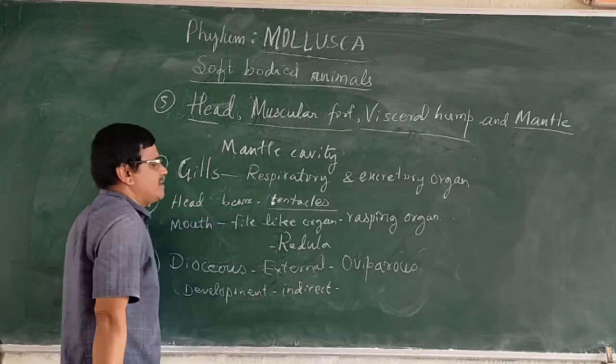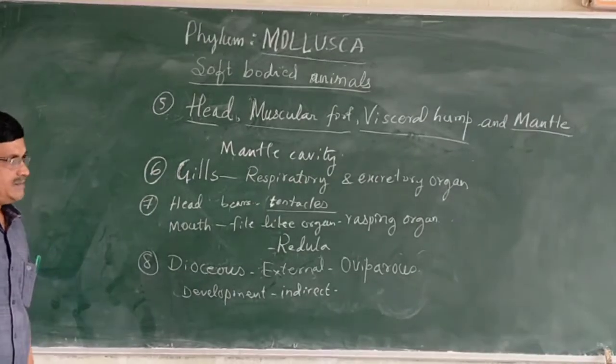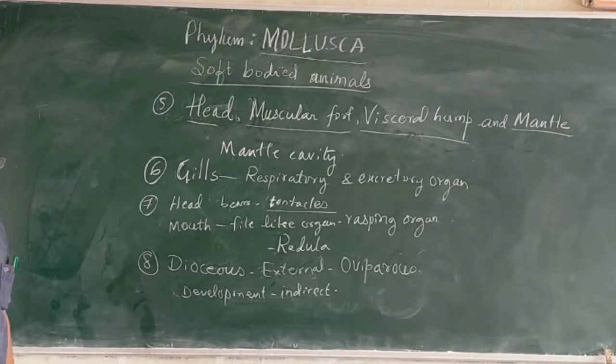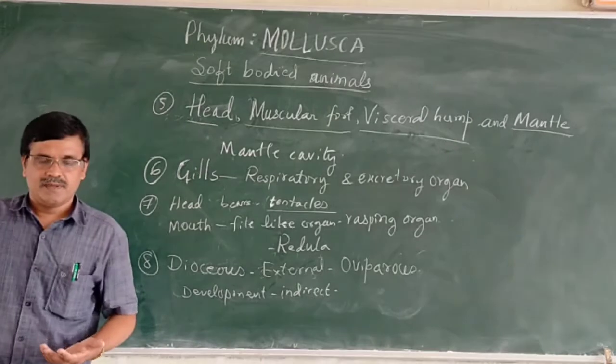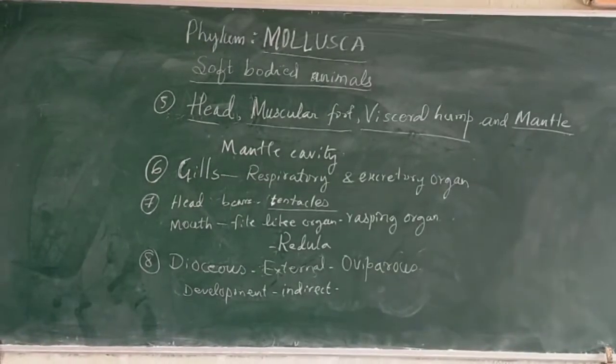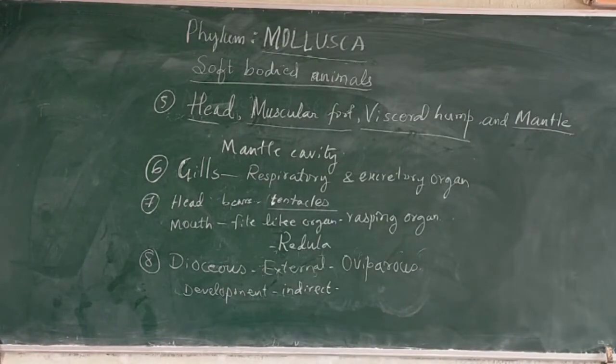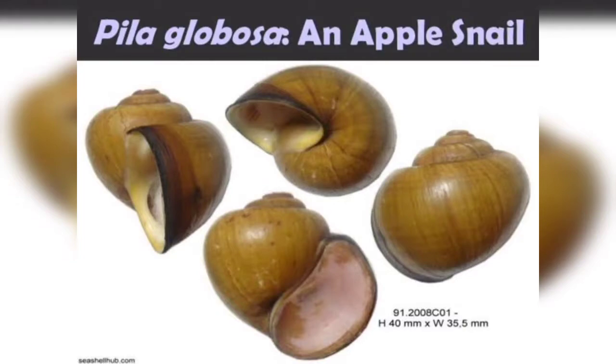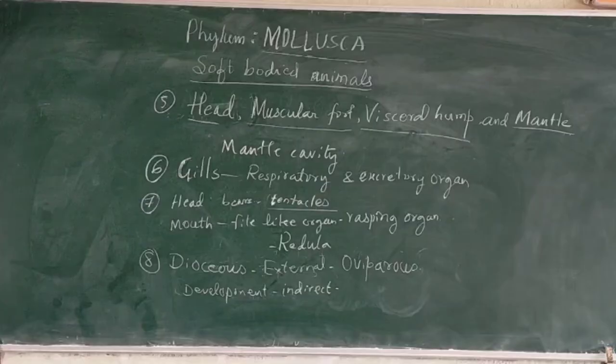Indirect development, that is, through the larval stage. Examples. Now we look at the examples of this phylum. Phylum Mollusca. It is commonly known as apple snail.